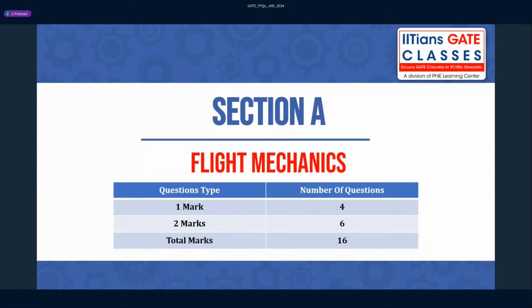So, this is the first question. But before that, let's see how many questions were asked. A total of 10 questions were asked, out of which there were 4 one-mark questions and 6 two-mark questions, summing up to a total of 16 marks. Like I said, the range would lie between 16 to 25 marks, so expect no more, no less. You'll have questions in this range. Okay, right, let's get started.